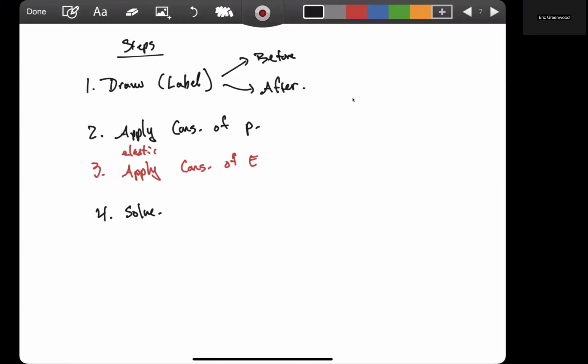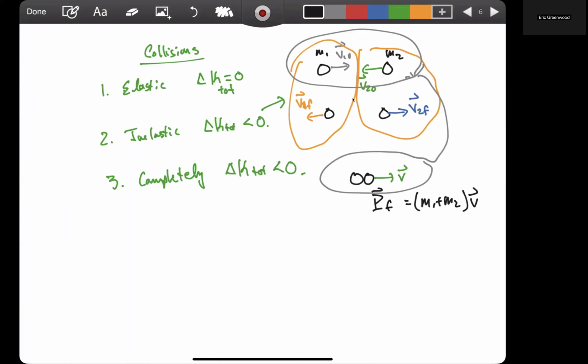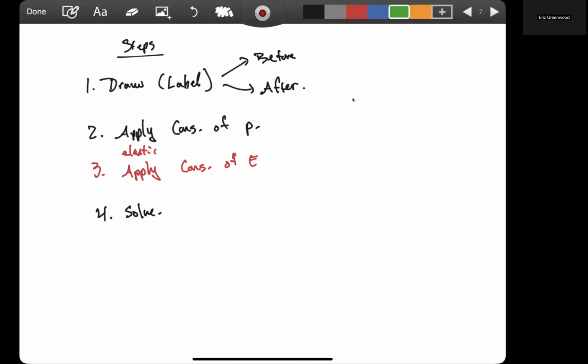Let me go back to my collisions here real quick. Sorry about that. In all 3 of these collisions, even though energy is only conserved in elastic, for all of these, the change in total momentum must be 0. So for all of them, momentum must be conserved, but energy itself is only conserved in the elastic collision. Sorry, I forgot to write that down. So great, that's basically that.